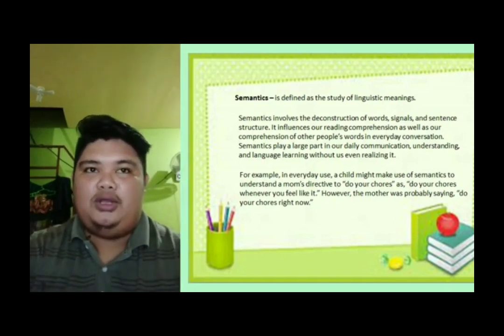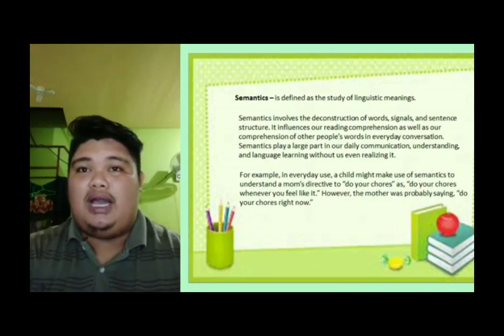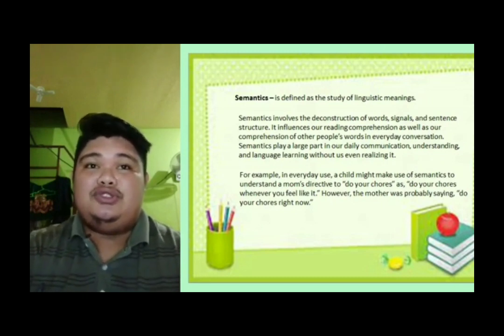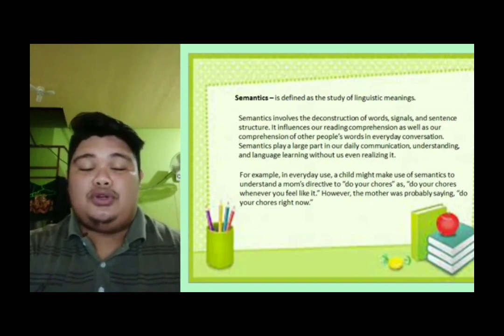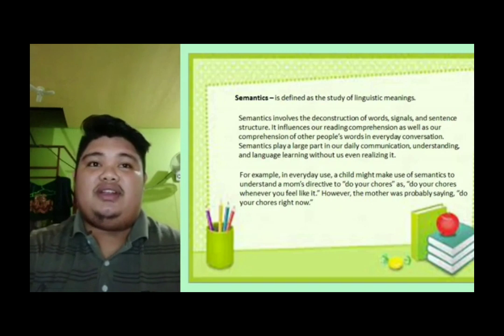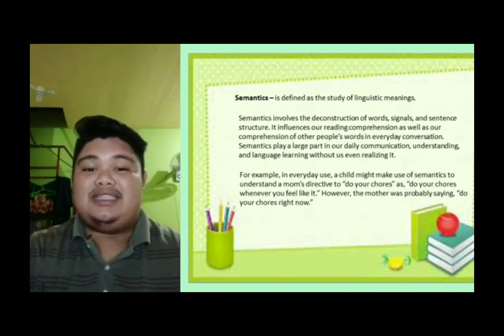For example, in everyday use, a child might make use of semantics to understand a mom's directive, do your chores, as do your chores whenever you feel like it. However, the mother was probably saying do your chores right now. So that was the example of semantics.